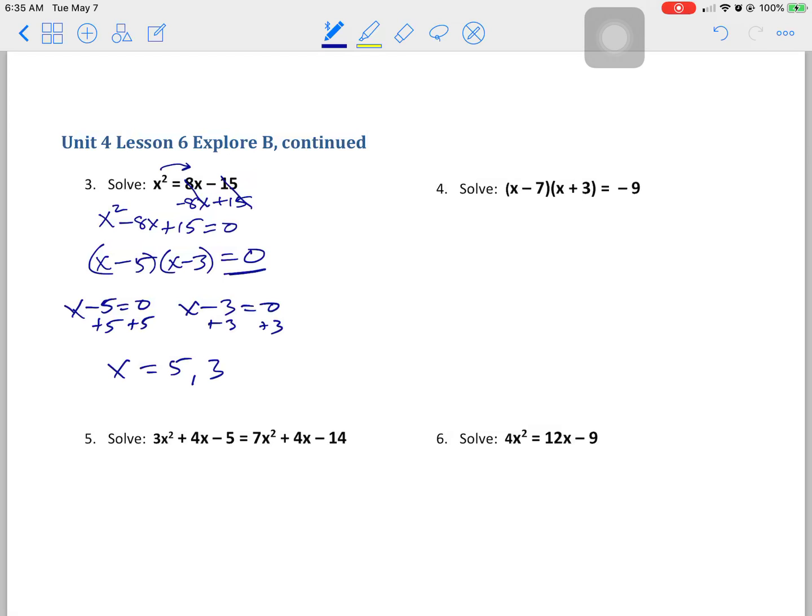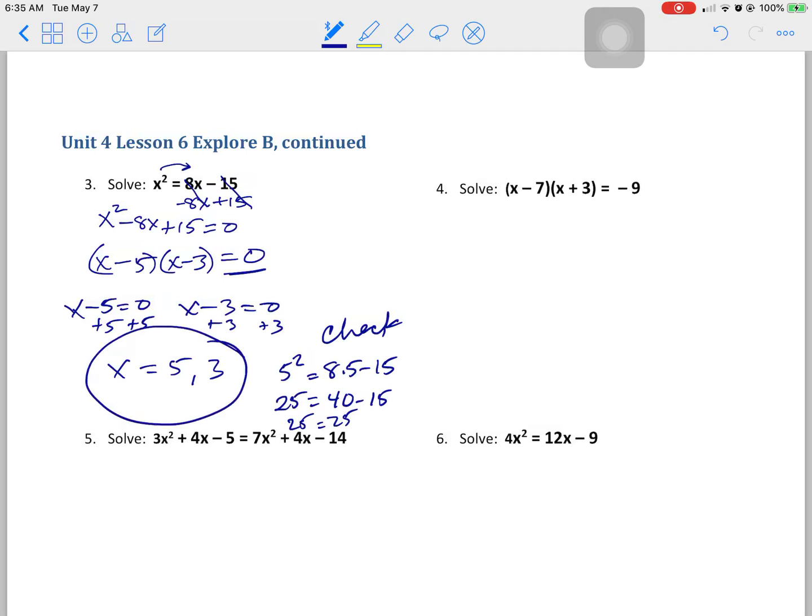Right? That means that if you, let's put the 5 back in. X squared is going to substitute a 5. 8 times 5 minus 15. I'm just putting it back in for a quick check, just to prove this is true. So that's 25. This is 40 minus 15. That will give you 25 equals 25. So 5 works, right? And you can do the same thing with 3 to show that that works. It's a quadratic equation. It has 2 possible answers for x.